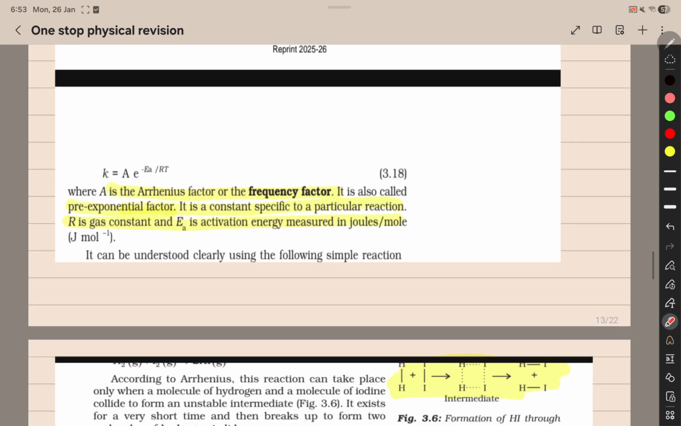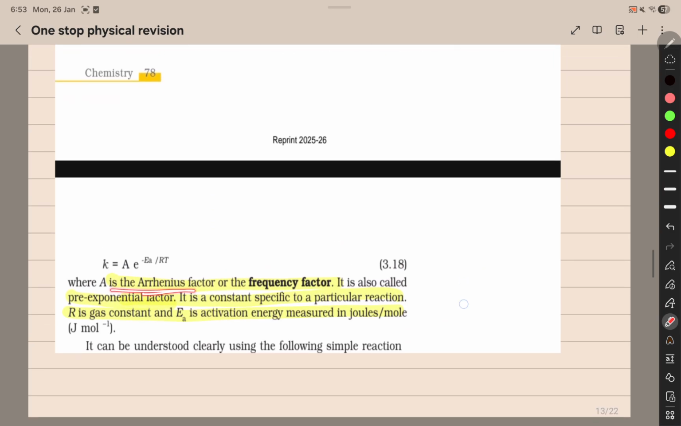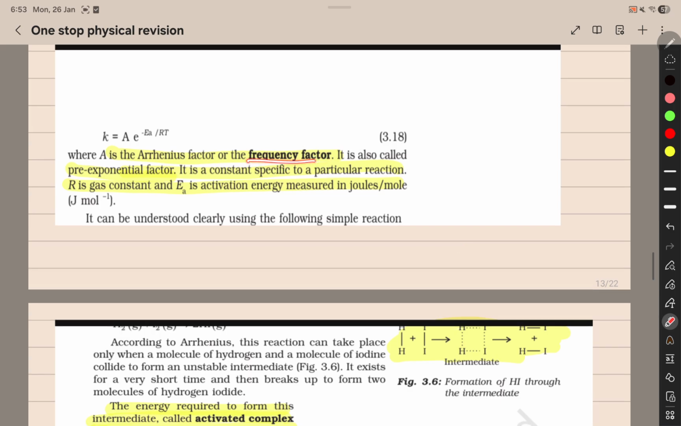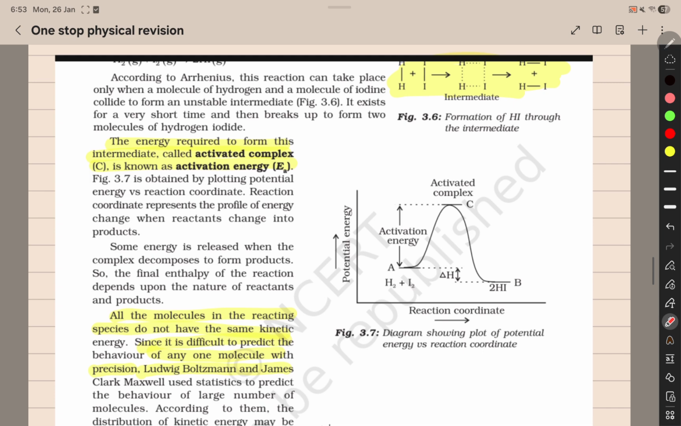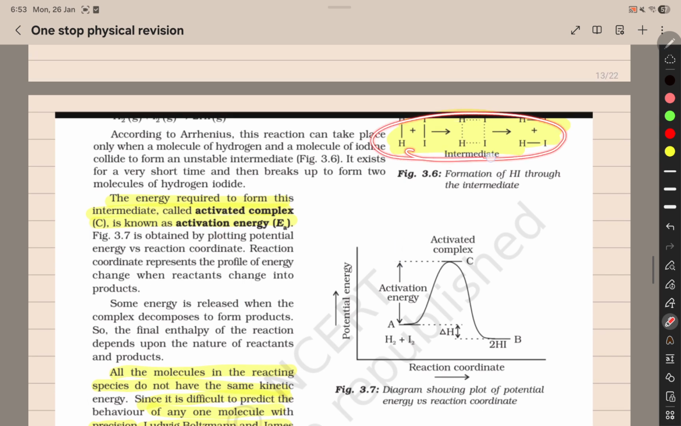Okay, then we have the Arrhenius equation that I just explained. A is also called the frequency factor. It's also called the pre-exponential factor. And then I told you, right, the reaction is given over here.